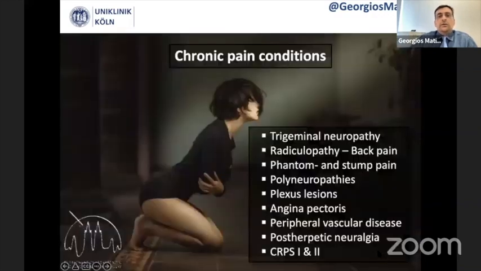What about the current role of spinal cord stimulation therapy? Which patients could be good candidates for such a therapy? We have patients with trigeminal neuropathy. Please be careful, not trigeminal neuralgia, trigeminal neuropathy. Patients with back pain, neck pain, arm pain, leg pain, phantom and stump pain, polyneuropathies, patients with diabetes mellitus, for example, or after chemotherapy, patients with plexus lesions, with angina pectoris, with peripheral vascular disease, postherpetic neuralgia, and complex regional pain syndrome with or without capsalgia.